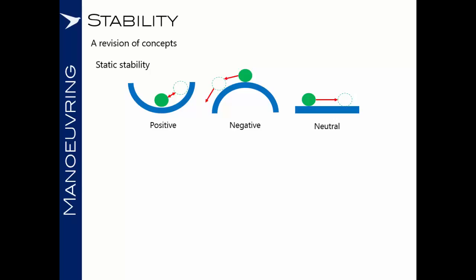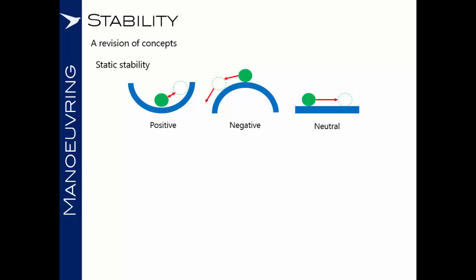Looking at these three simple diagrams then, the first shows a positive static stability. If the ball is disturbed from the bottom of the cup, it will instantly try to go back to its original position. In the middle diagram, if the ball is disturbed from the top of the cup, it will become increasingly divergent, and so we say it has negative static stability.